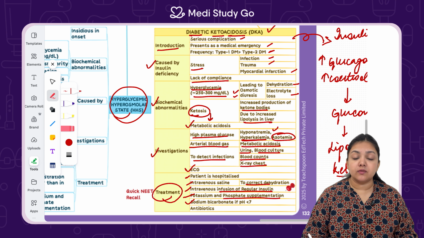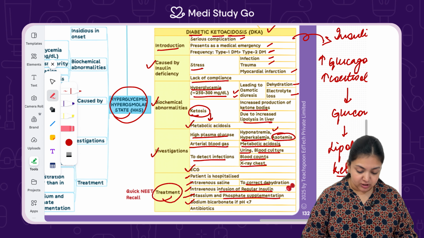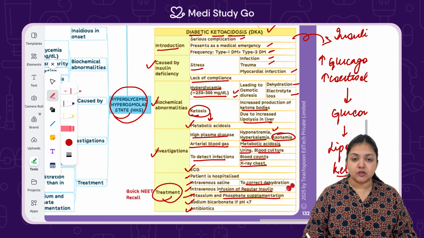Sodium bicarbonate is given if the pH of the body is less than 7, because most of the cells are going to stop functioning at the baseline level. And lastly, antibiotics can be given if any infection is found.